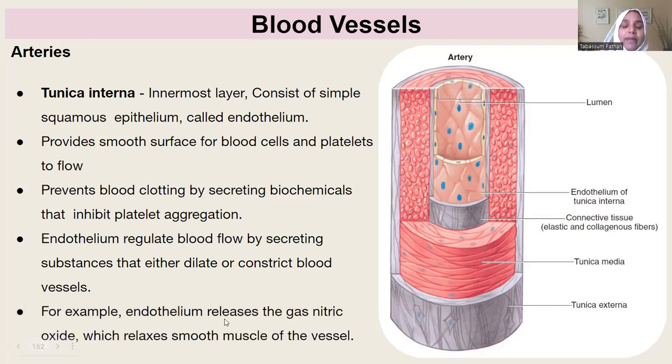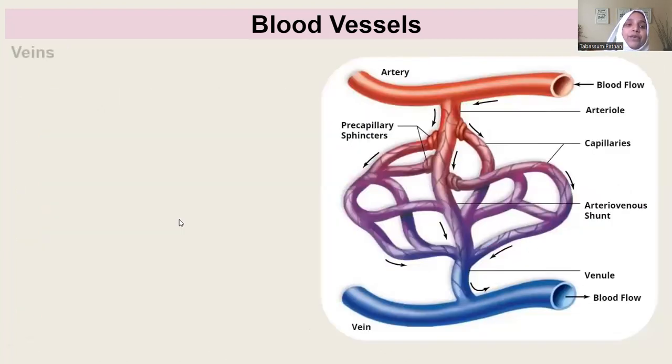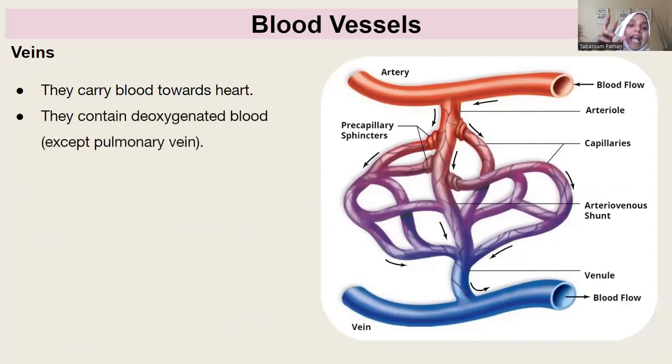So the example I have mentioned over here: endothelium will release nitric oxide gas, which will relax the smooth muscle of the vessel. Sometimes relaxation is also required. Okay. Then moving forward to veins, they will carry blood towards the heart from different parts of the body. Arteries were carrying blood from the heart to the different parts of the body.